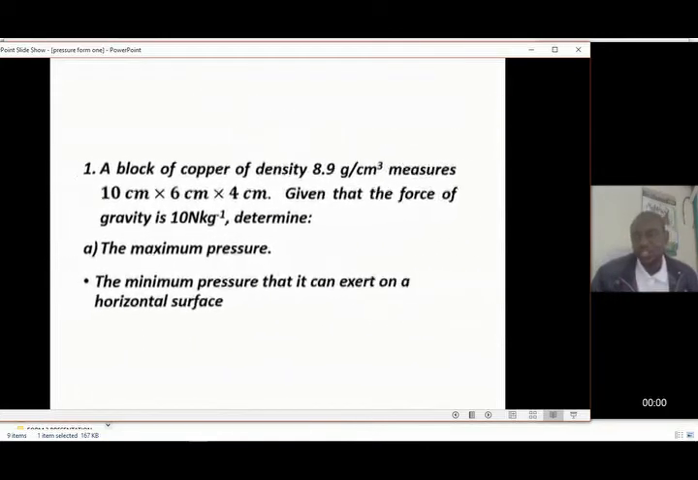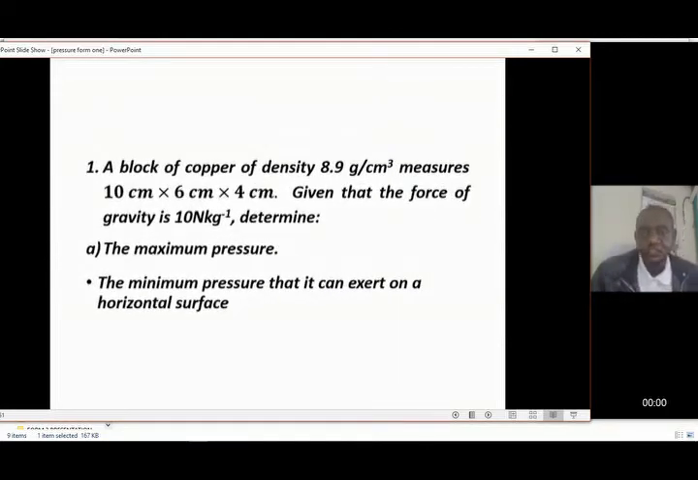Our last question on pressure on solids. A block of copper, density is given, measures 10 by 6 by 4. Given that the force of gravity is 10, determine the maximum and minimum pressure. With those assignments, just pause whenever you find an assignment, do it, and then move to the next.